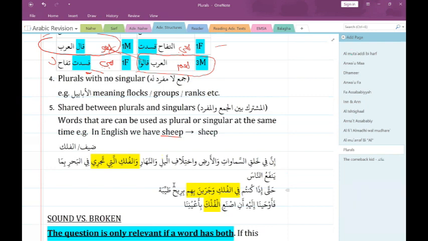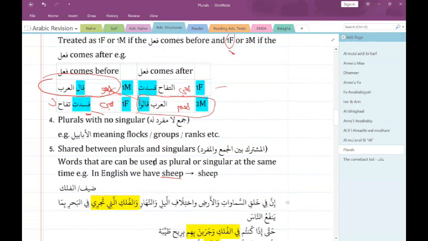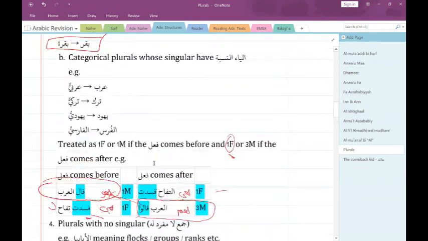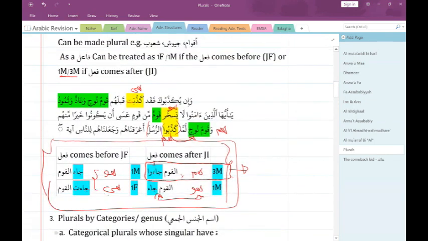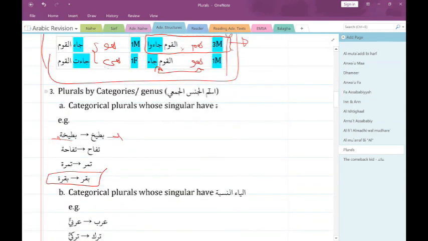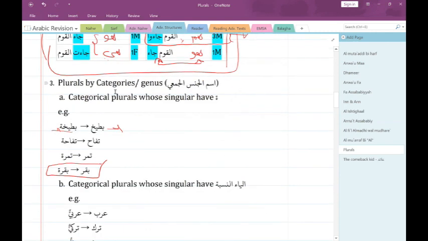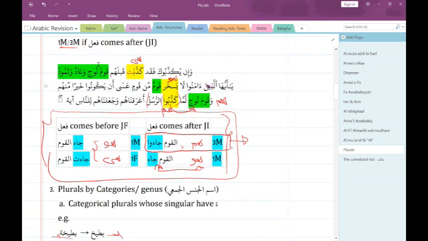And that's basically where we're going to stop today. I know I gave you quite a bit and maybe introduced some new stuff. Some of them are pretty straightforward, especially this one, Ismul Jins al-Jami'i, plurals by categories. That's a sweet one. I like that one so much.